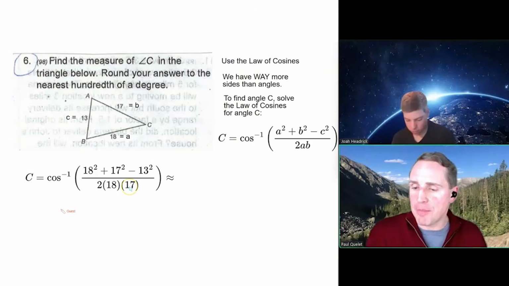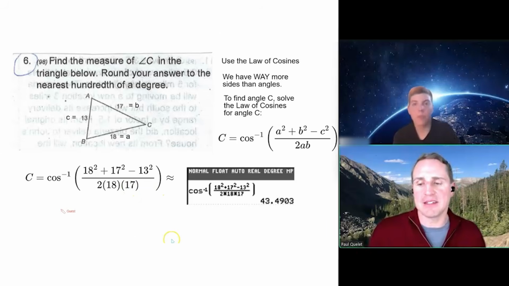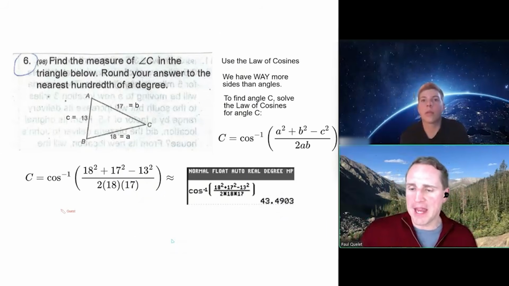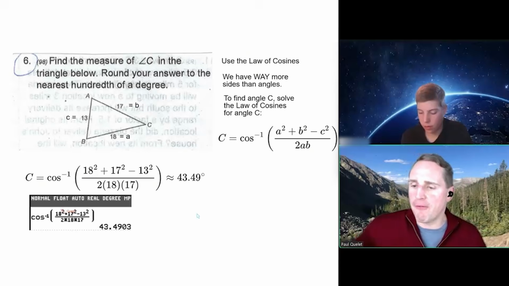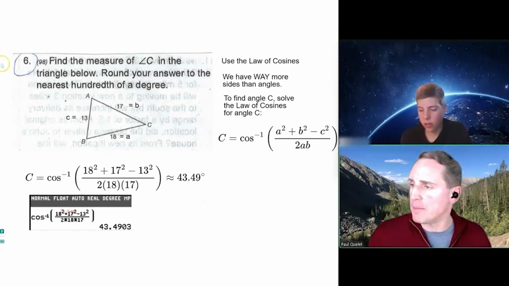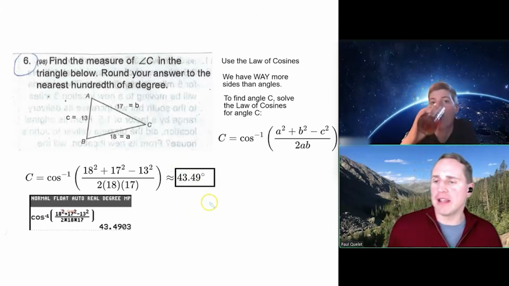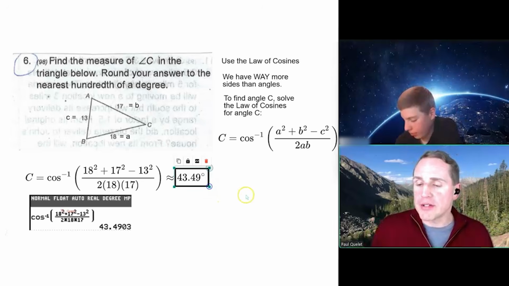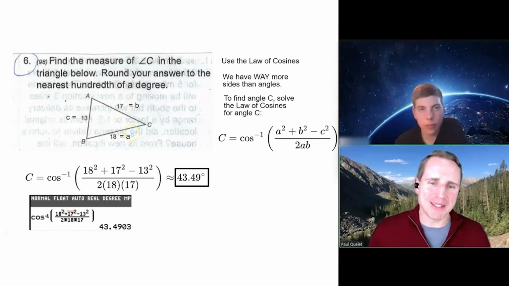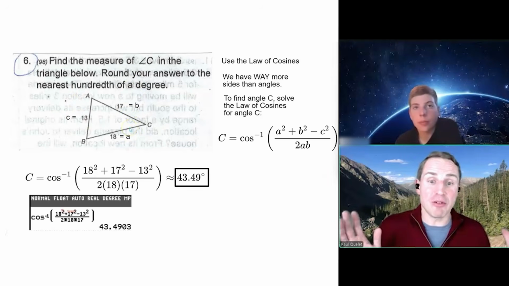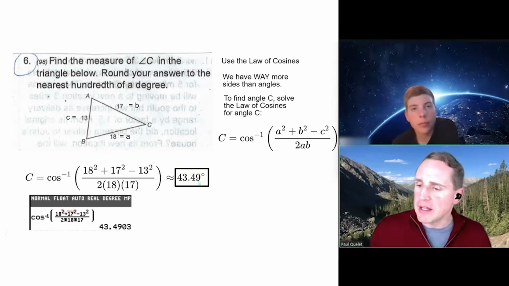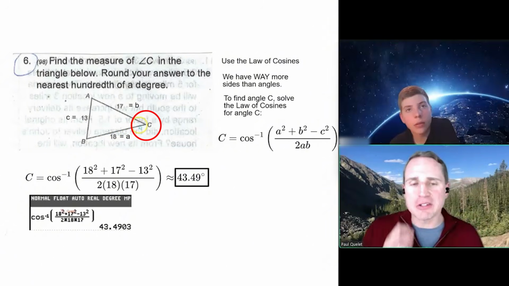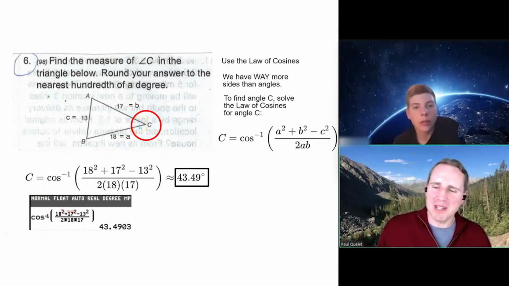So I think it's going to be something like this. We've got inverse cosine of 18 squared plus 17 squared minus 13 squared over 2 times 18 times 17. Take the inverse cosine, and I think we get about 43.49 degrees for our final answer. Now, one more thing. Of course, we should look at the triangle and see if that makes sense. I don't see any obtuse angles, so it should be an acute angle. And 43.49 degrees, let's look at angle C. Angle C looks like it's the smallest angle. I'd say that seems right.